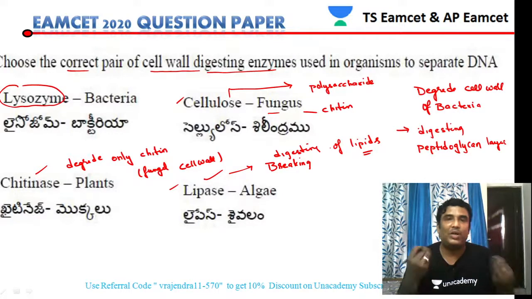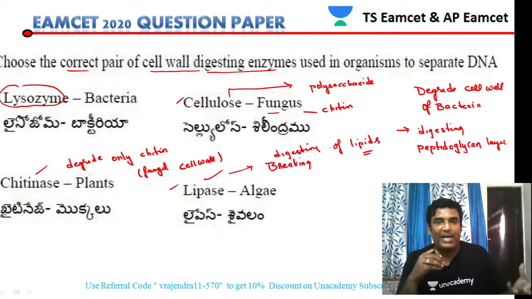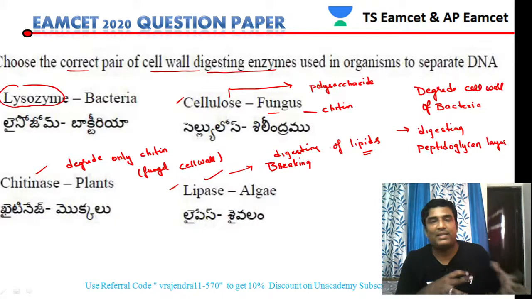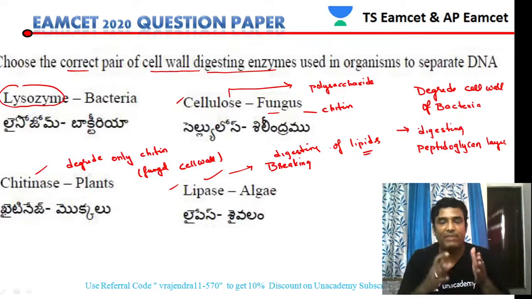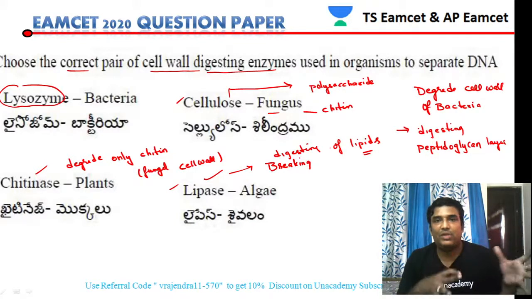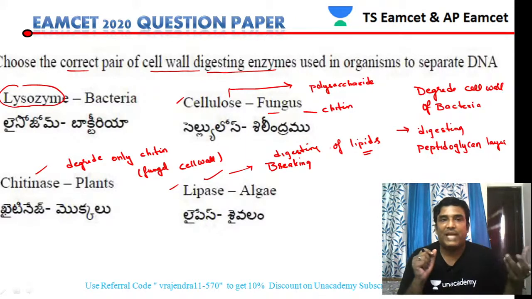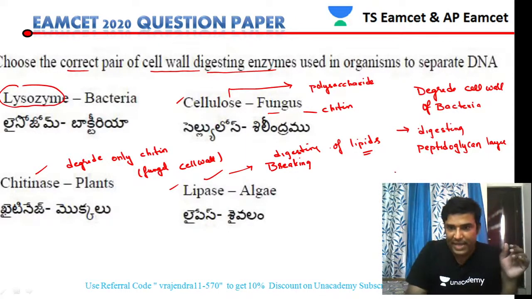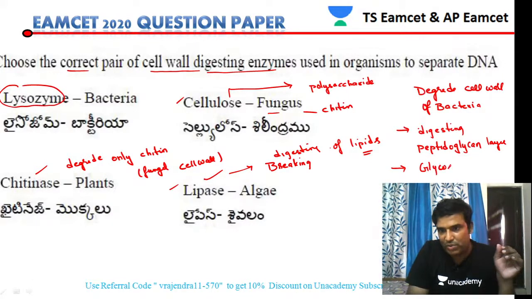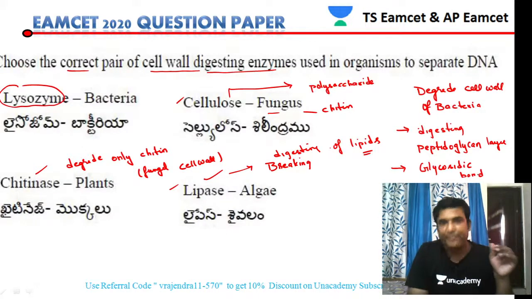We know that peptidoglycan is made up of N-acetyl muramic acid and N-acetyl glucosamine. The bond present between N-acetyl glucosamine and N-acetyl muramic acid is broken down by the enzyme lysozyme. The main function of lysozyme is to break the glycosidic bond. That is an important point to remember, because in multiple choice questions they generally ask what type of bond is broken down by lysozyme.